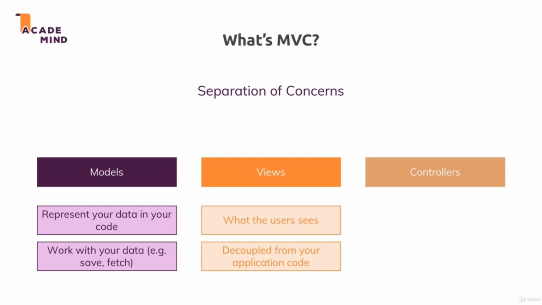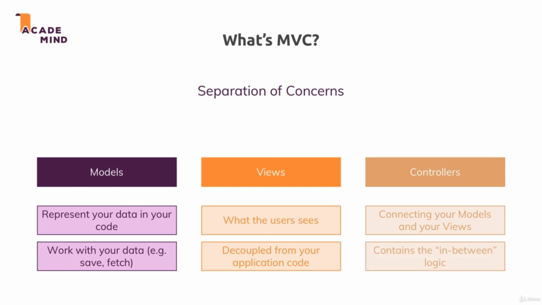And the controllers are now the connection point between the models and your views. Since the views shouldn't care about the application logic, and the models do care about how to save and fetch data and so on, the controllers are the thing working with the models, saving that data or triggering that save process, and also the part where they then pass that data that was fetched to your views, for example. So the controller is the middleman. It contains the in-between logic.